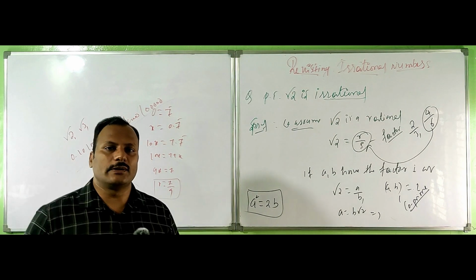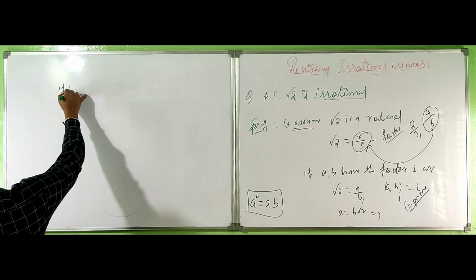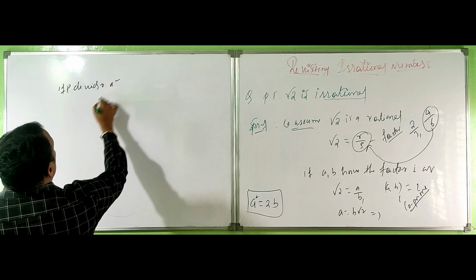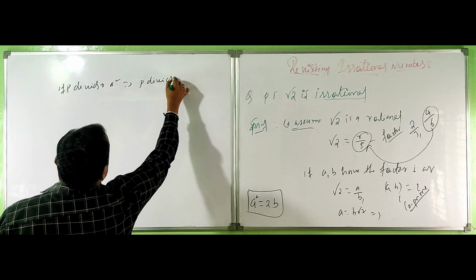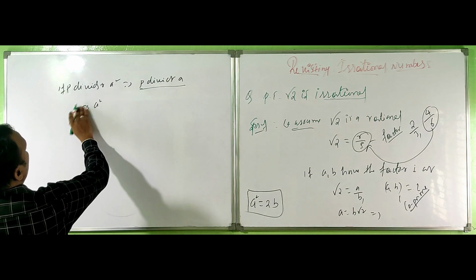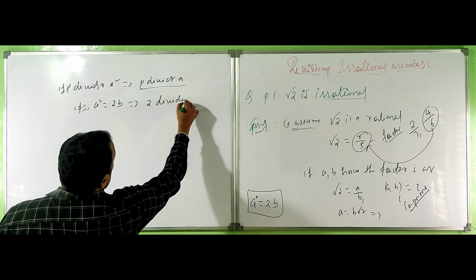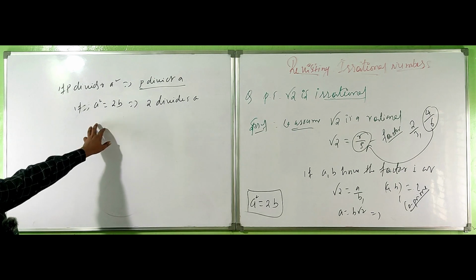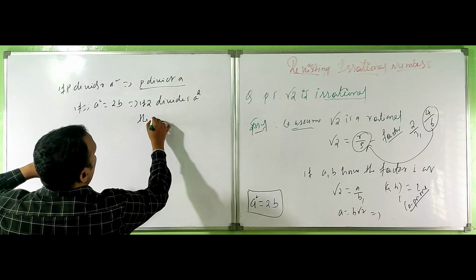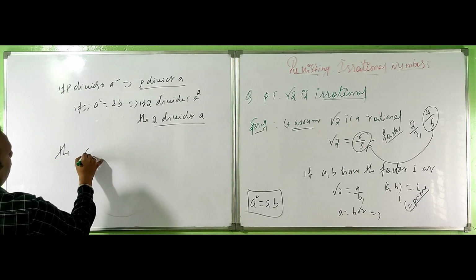By the above theorem, if P divides A square, then P divides A also. So if A square is equal to 2B square, it implies that 2 divides A square, and then 2 divides A. If 2 divides A, then A can be written as 2 into C.